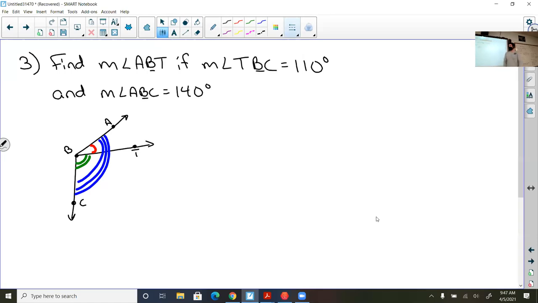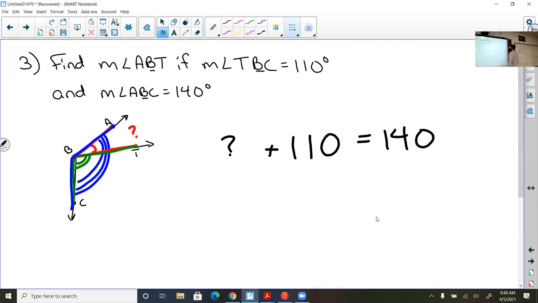So the first one, ABT. I had a student that said that she liked thinking about these best as directions. So you start at A, you go to B, you finish at T. So that means that A to B to T is the red angle. So we want to find one of the parts. The TBC is going from T to B to C. So that means that one of the parts is 110 degrees. So when I write out my equation, I don't know one of the parts. I know the other one. And then the last one, ABC, is A to B to C. So I know that the entire thing adds to 140 degrees.